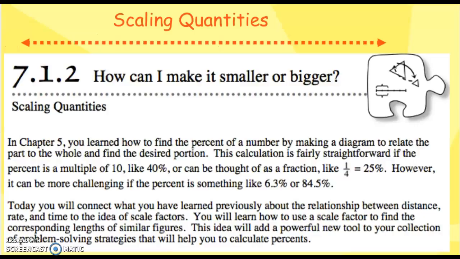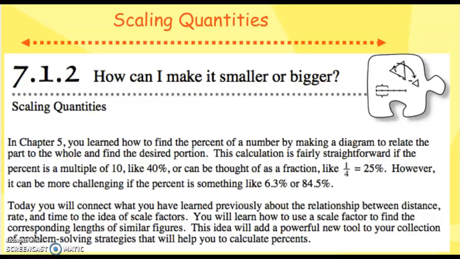7.1.2, how can I make it smaller or bigger? Scaling quantities. In Chapter 5, you learned how to find the percent of a number by making a diagram to relate the part to the whole and find the desired proportion. This calculation is fairly straightforward if the percent is a multiple of 10, like 40, or it can be thought of as a fraction like 1/4 equals 25%. However, it can be more challenging if the percent is something like 6.3% or 84.5%.